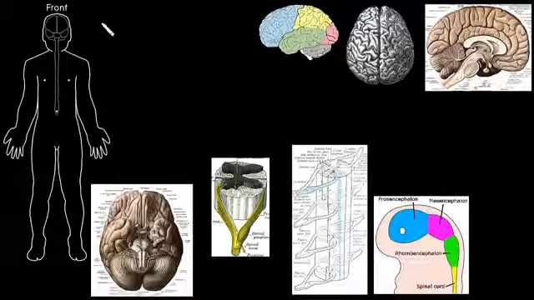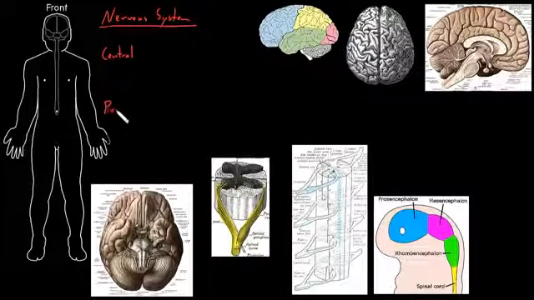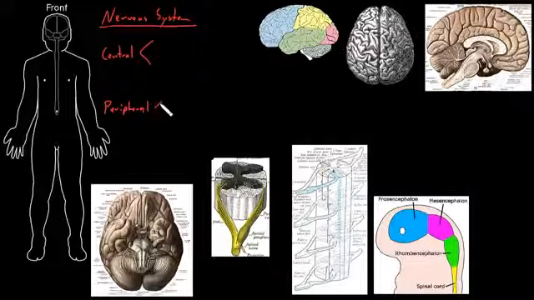In this video, I'm going to introduce the structure of the nervous system. The nervous system is divided into two main structural parts. The first is called the central nervous system, and the second is called the peripheral nervous system. Central and peripheral, and both of those are themselves divided into two main parts.